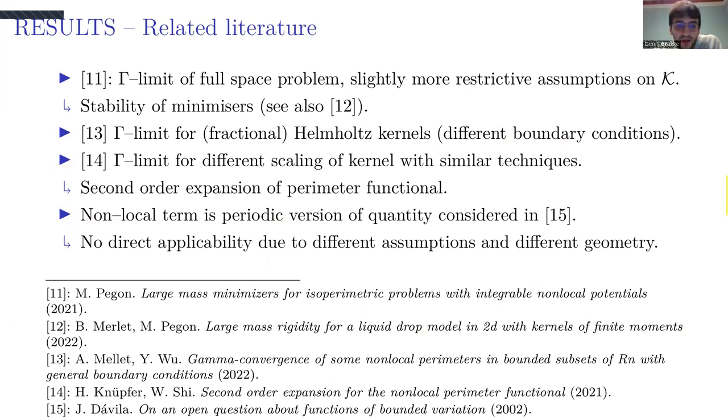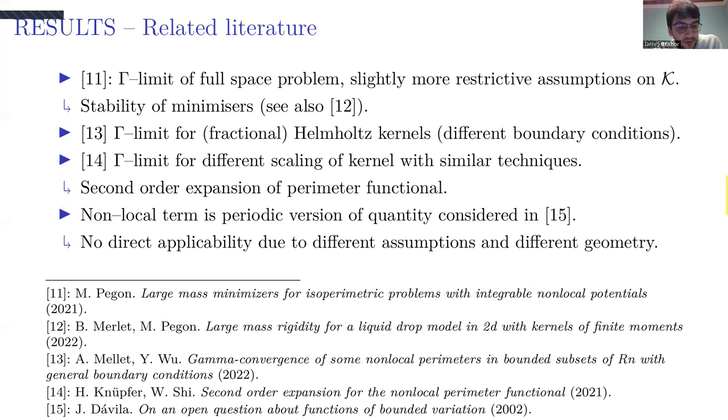And if we compare the results there, we recover the same gamma limits, which is a good confirmation, to say the least. There are also different types of kernels you can use with different boundary conditions. And for the Helmholtz kernels, which are very relevant, there was this paper by Melle and Wu, who showed that you have a gamma limit for fractional Helmholtz kernels, and they also exploit some different scalings, which is pretty impressive.